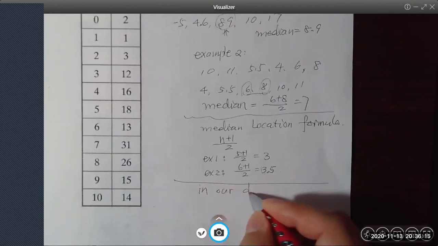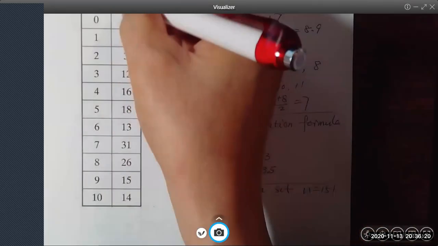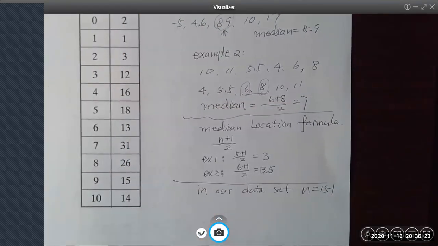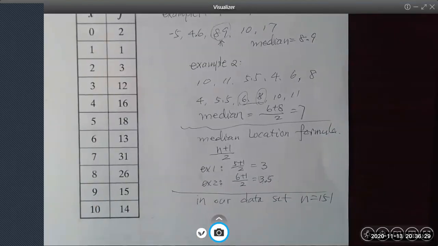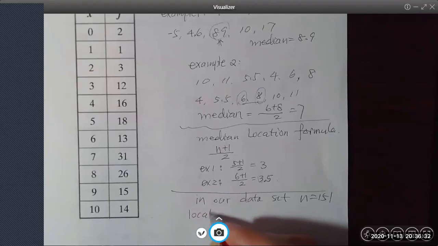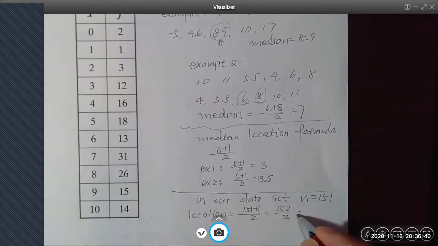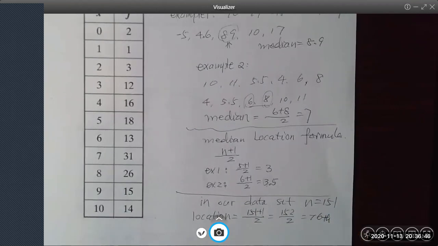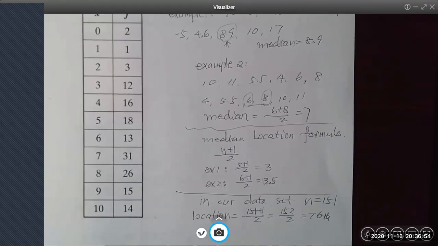So in our data set, n equals 151. Because when you add them together, totally 151 students, you're going to have 151 numbers. Some of them repeating, but you have 151 numbers. So the location of our median is 151 plus 1 divided by 2, that's 152 divided by 2, that's 76. If you line up all of those 151 numbers, pick number 76. And that's our answer.